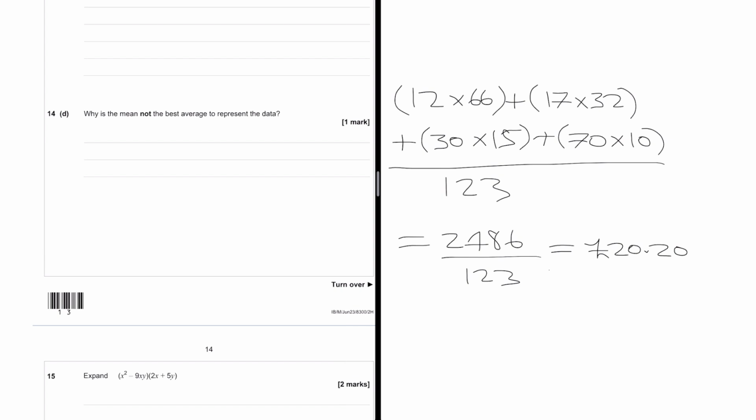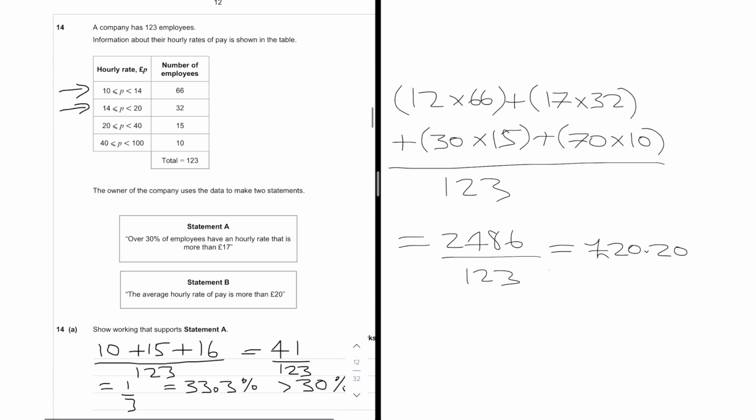Well, because if we look, you can see that the data is heavily skewed, i.e., if we look at the first two alone, we have 66 plus 32. We have 98 employees on less than £20. 98 out of 123 on less than £20. So we only actually have a few on significantly more than the £20 quote-unquote average, but that's heavily skewing the data up, but it doesn't actually represent an equal sort of number of employees in each bracket. So this isn't really a good way to conduct the mean.